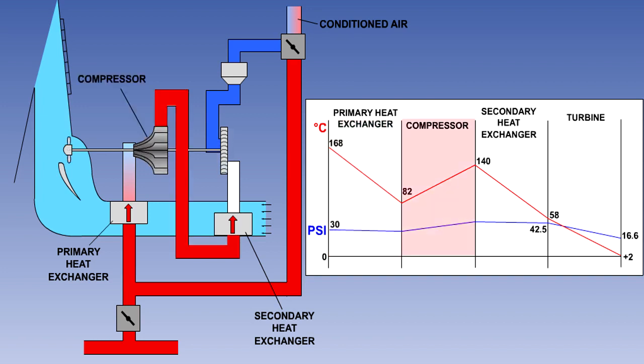The cooled bleed air then has its pressure and temperature increased by the compressor. Between the compressor and the turbine is the secondary heat exchanger, which serves to remove from the air much of the heat generated by the compressor. The pressure in the air is then used to drive the turbine. This removes the energy from the air and causes a large temperature drop. The output air temperature from the unit can be as low as 2 degrees Celsius.